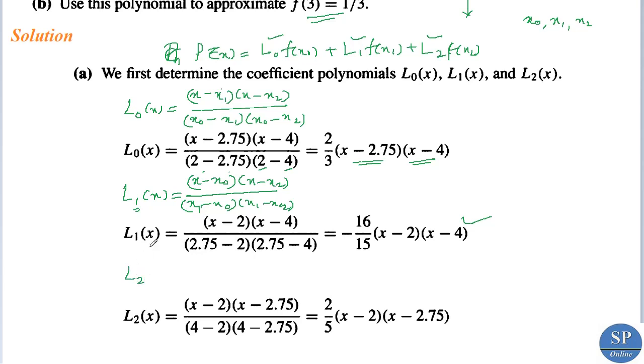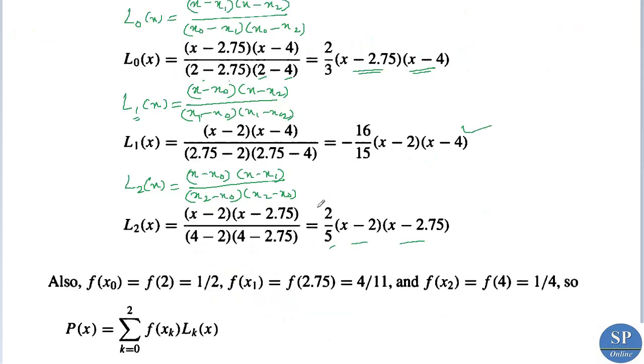Now L2 of x. L2 of x is nothing but, here k equal to 2, so we have x minus x0 into x minus x1 divided by x2 minus x0 into x2 minus x1. Replacing the values of x0, x1 and x2, we will get 2 by 5 into x minus 2 into x minus 2.75. So using these coefficients L0, L1 and L2, we get the required polynomial.